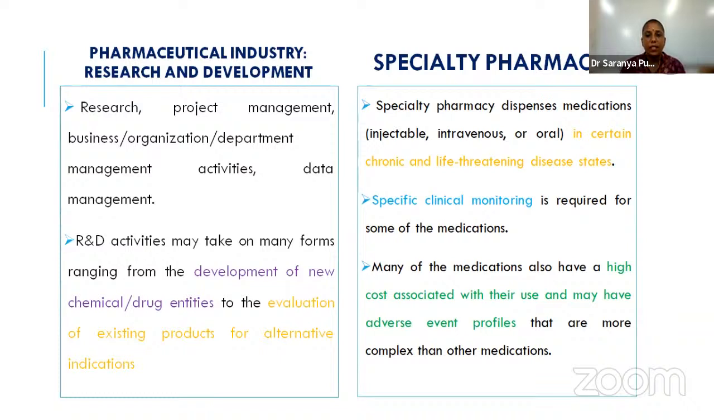Some medications require specific clinical monitoring. In that case also specialty pharmacy will help. And many of the medications also have a high cost, so you can work on that. You can work on adverse event profiles of medication. So you will be concentrating on a few specialties. So that is about specialty pharmacy.